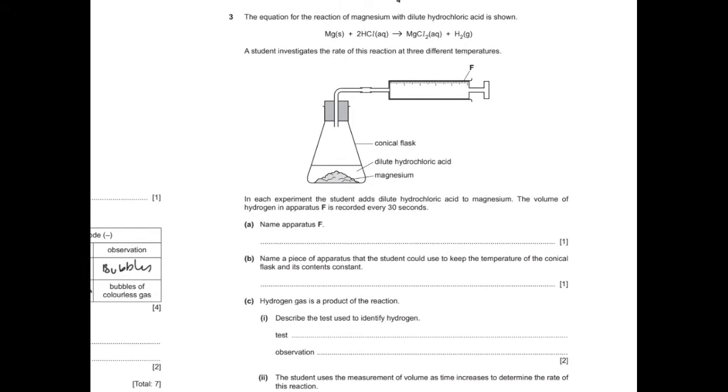Okay, so question number three is the reaction between a metal and an acid. In each experiment, the student adds hydrochloric acid to magnesium. The volume of hydrogen in apparatus F is recorded after every 30 seconds. Name apparatus F, it's called a gas syringe. We're basically collecting a gas. Name a piece of apparatus that the student could use to keep the temperature of the conical flask and its contents constant. You can use cotton wool, but that will not keep it constant. You can use a water bath, a thermostatically controlled water bath.